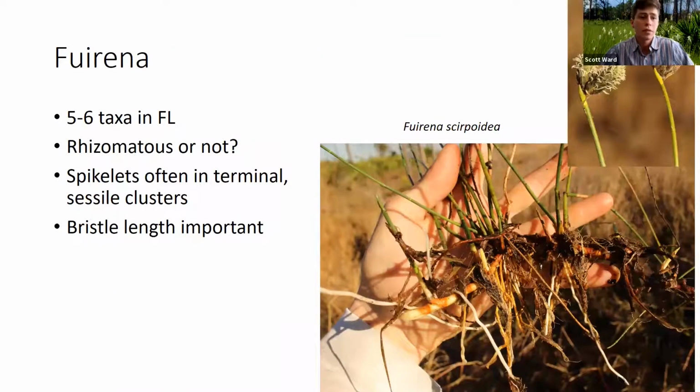Moving on to Fimbristylis, a small handful of taxa in Florida. Also important to think about if these taxa are rhizomatous or not, like in the case of Fuirena scirpoidea, which has these really long rhizomes where culms kind of shoot up at intermittent points. Spikelets are often in terminal sessile clusters, like you can see here. And bristle length can also be pretty important when you break down the achenes.